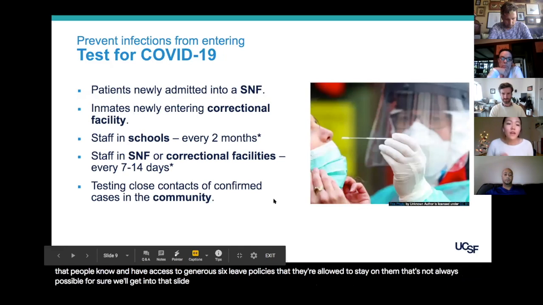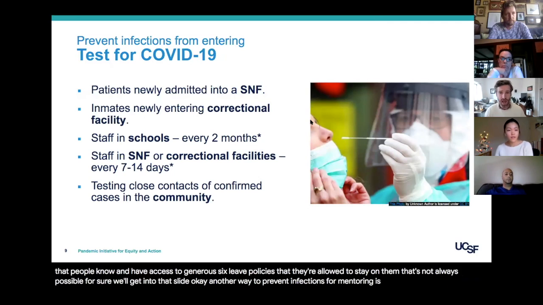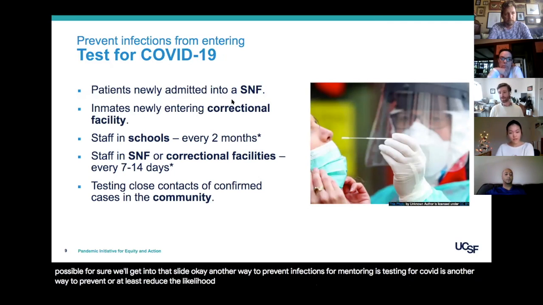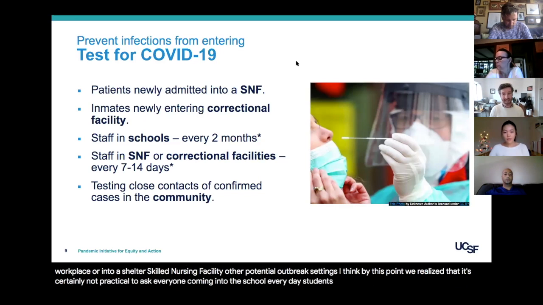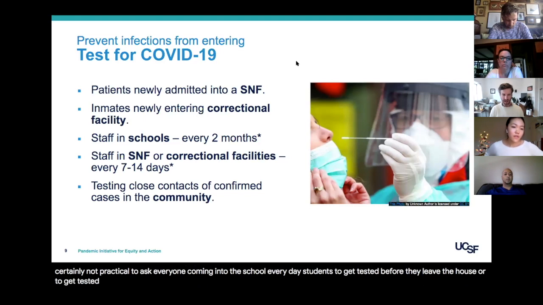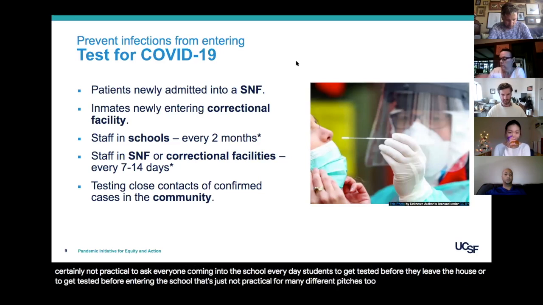Next slide. Okay. Another way to prevent infections from entering is to test for COVID. Testing for COVID is another way to prevent or at least reduce the likelihood that an infectious person will bring a COVID infection into a school or into a workplace or into a shelter, a skilled nursing facility, other potential outbreak settings. I think by this point, we realized that it's certainly not practical to ask everyone coming into a school every day, students, to get tested before they leave the house or to get tested before entering a school. That's just not practical for many different logistical reasons.